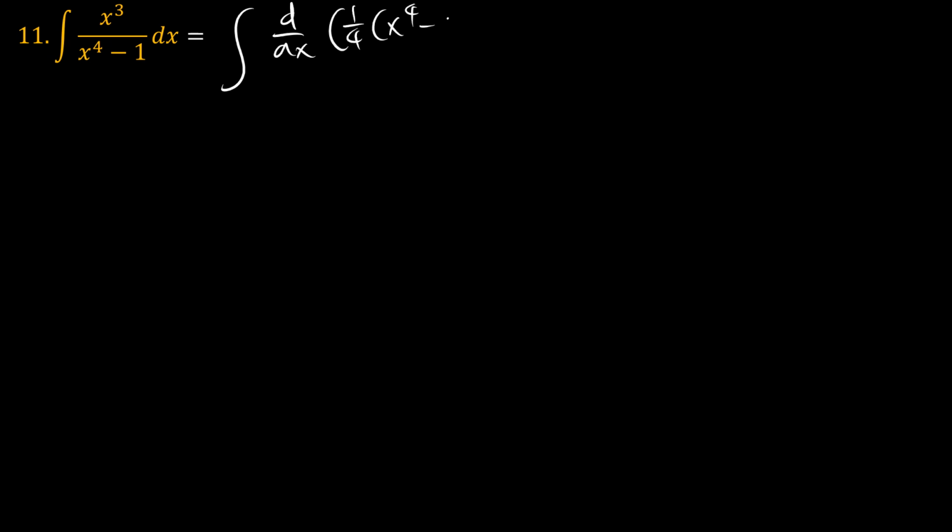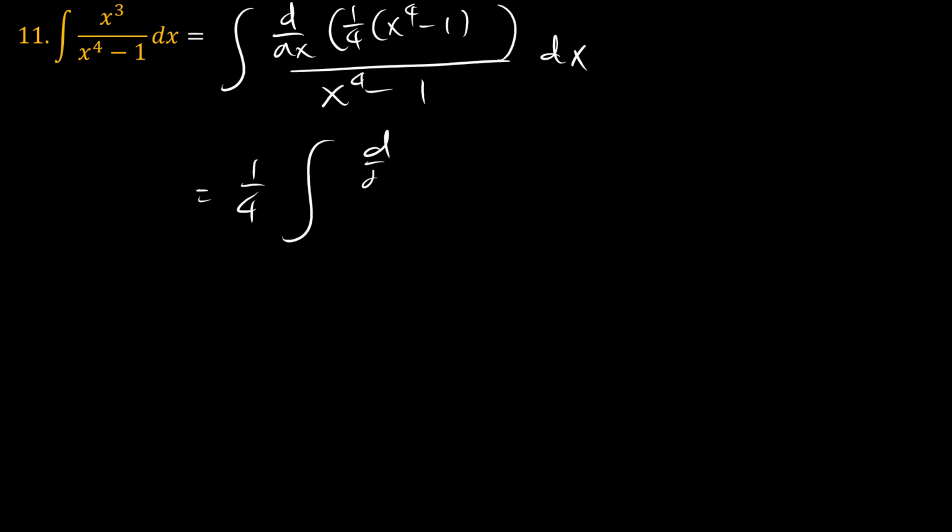Problem 11. The important thing to do here is I can rewrite the numerator as the derivative of a quarter x to the 4 minus 1, all over x to the 4 minus 1. And what we find here is we can pull that constant out, and still in the numerator we have x to the 4 minus 1 differentiated over x to the 4 minus 1.